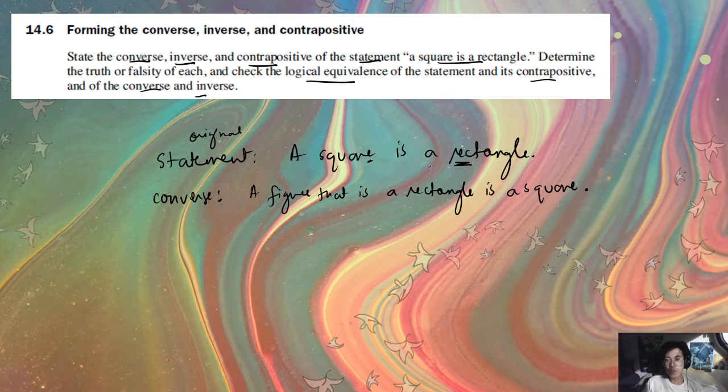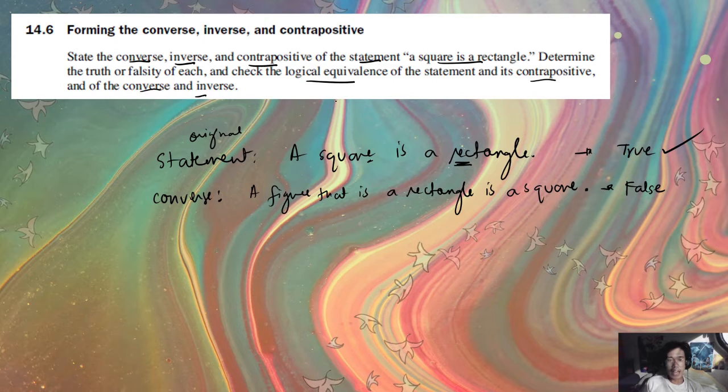Now, for this one, a square is a rectangle. We know the truth value of this one. This is true. But for the second one, try to look closely. A figure that is a rectangle is a square. So, not all rectangles are squares, right? Because that would violate the first one. So that means this is false.